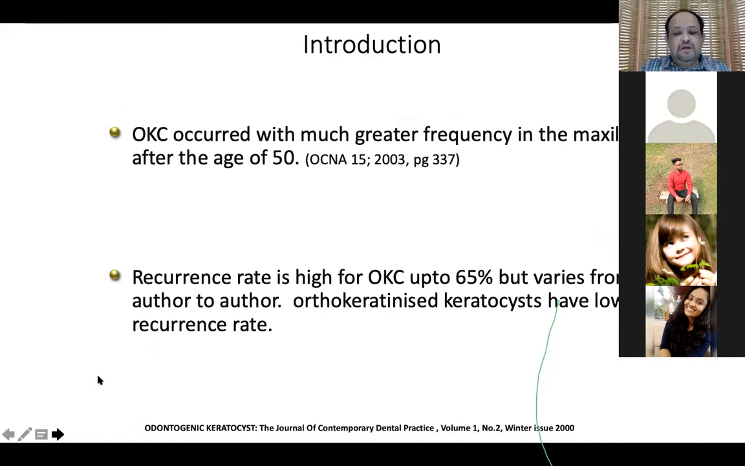Now, the recurrence rate is very high. We know why it is high. I gave you a reason, because of the thin lining, the daughter cyst or the satellite cyst, and the fact that it is very friable, okay, and has a high mitotic activity, okay.